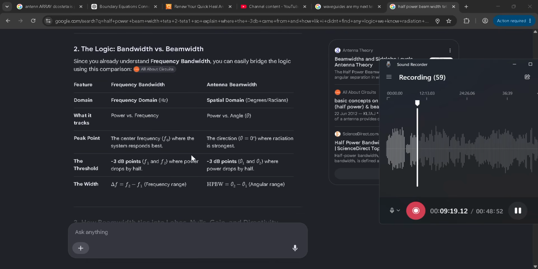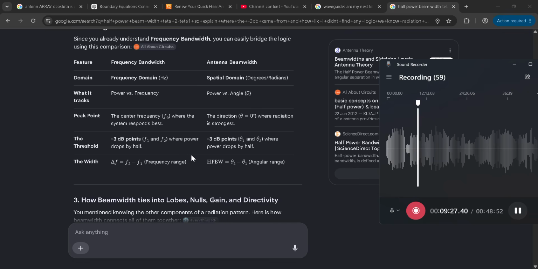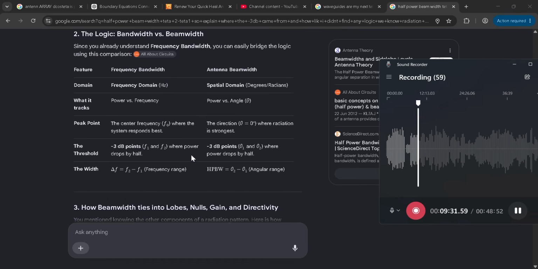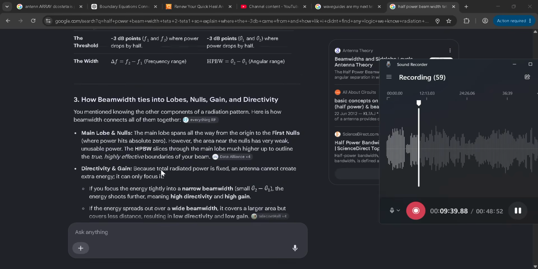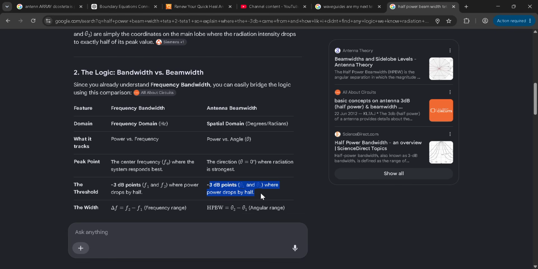The center resonant frequency is the exact center of the main lobe, with maximum directivity. Beamwidth is measured at the main lobe. The frequency bandwidth is measured at the center resonant frequency, where at minus 3 dB the power drops to 50%, the cutoff. In angle beamwidth, these are the angles where power drops to 50%, the cutoff.